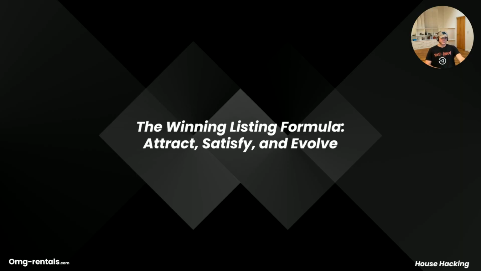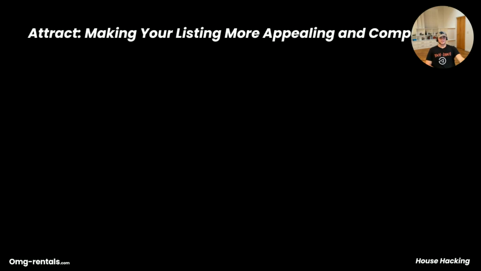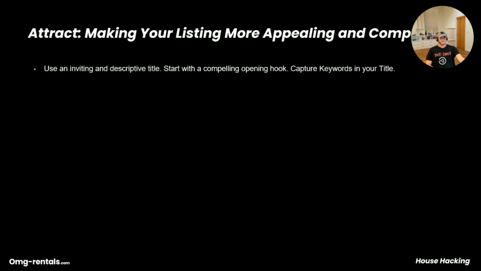Lastly, we're going to touch on the winning listing formula that I've found, and really it's just 3 steps. It's attract, satisfy, and evolve. Attract is how you make your listing appealing and competitive in the market space. Again, these are just tidbits before we dive into the listing and do a live demo. The tidbits are, you want to use an inviting and descriptive title. It all starts with your title.